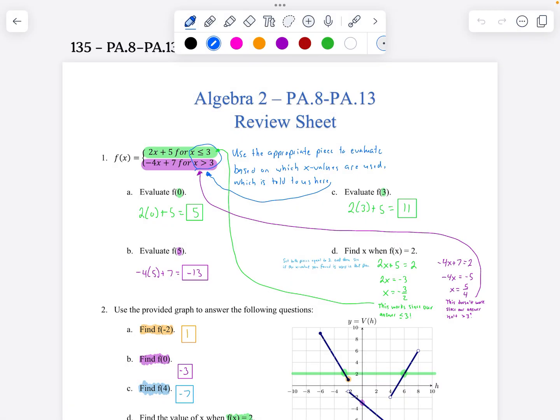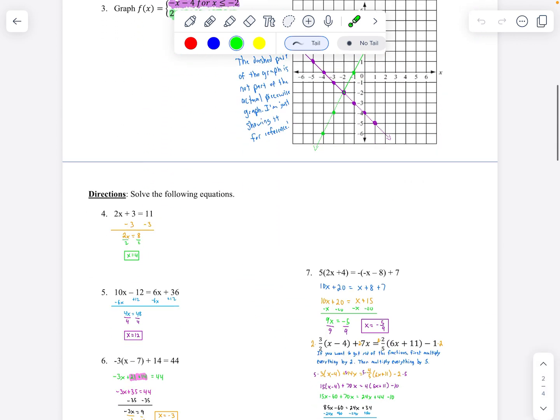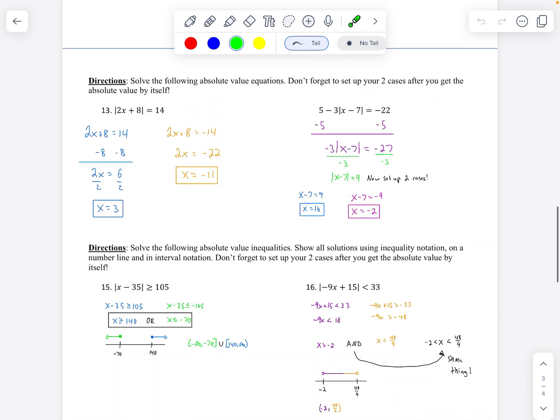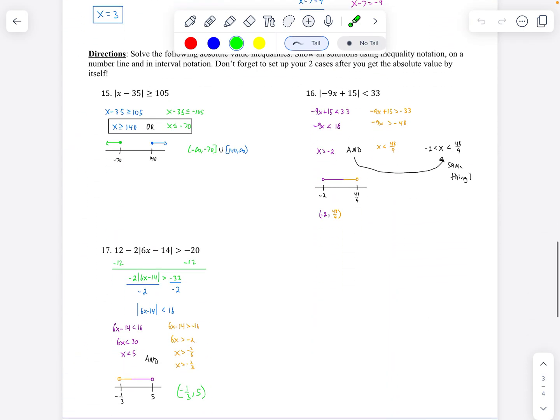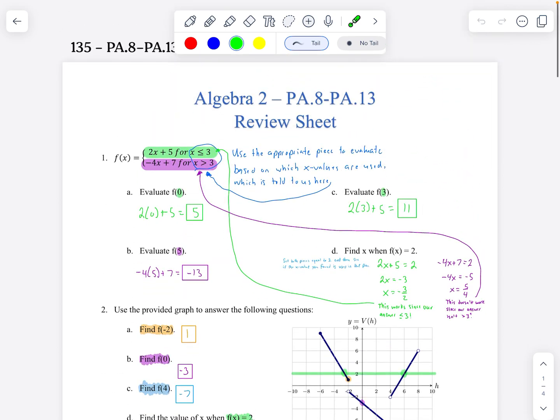All right, everyone, here is your review sheet key, video key for PA8 to PA13. I've already completed it, so I'm going to try to make this video a little shorter. There's a more in-depth video with all the work shown from the group test, which either you have taken already or maybe you haven't taken it yet, depending on the year. But let's get to work on this.